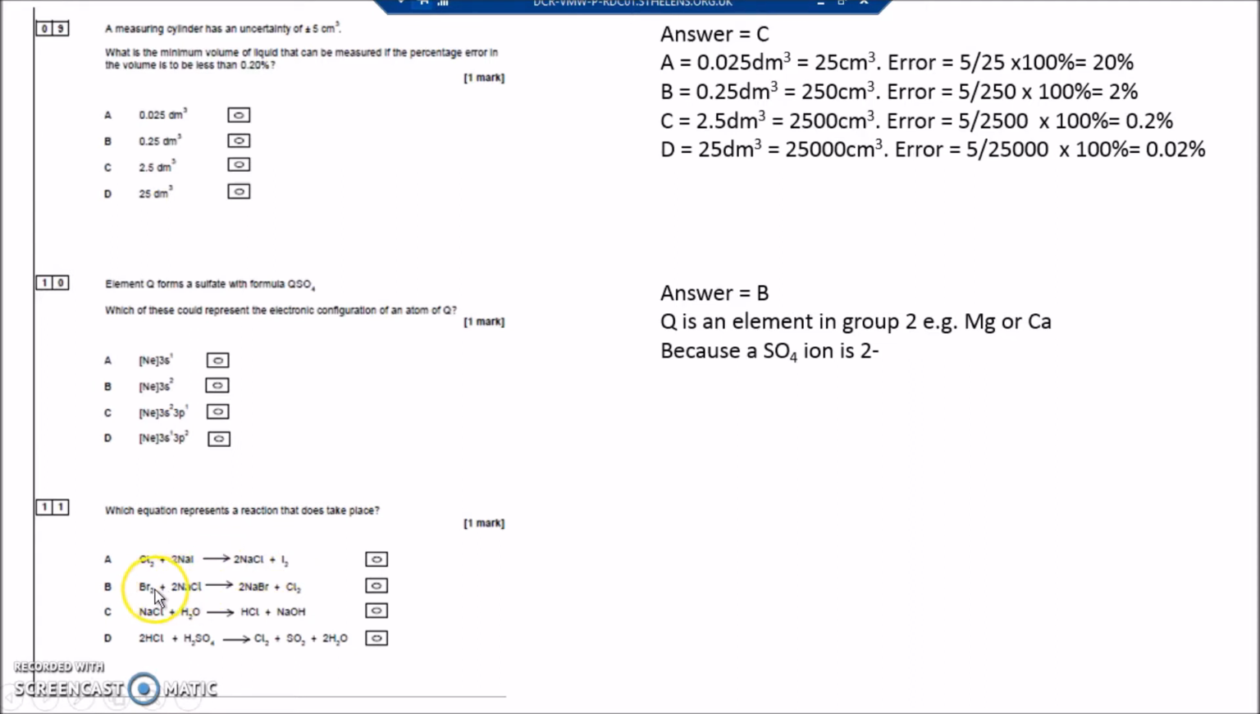Bromine is lower than Cl, so it won't displace it. Chlorine, sodium chloride and water just dissolves. Actually, it doesn't even react, and this one would make sulfuric acid would make water here. So hydrochloric acid and sulfuric acid, actually, I don't think that would react at all.